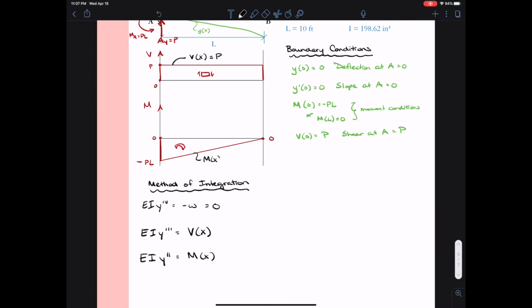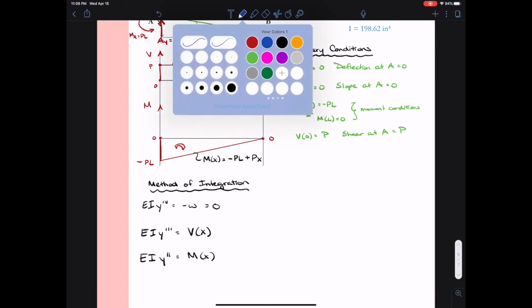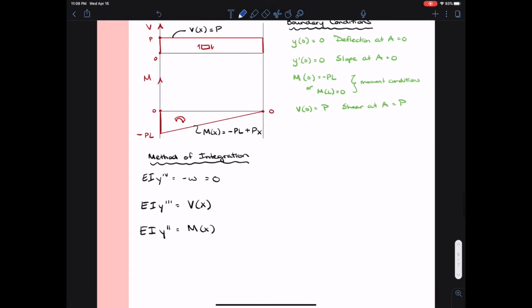Now, if we want to come up with the equation for the moment, we can, right? It's just a linear line. Equation of a linear line equals mx plus b. Our y-intercept is negative PL, and the slope of the moment is the shear, so the slope is P times x. So this gives us negative PL plus Px. We can even try it out. If we plug in x equals 0, we get negative PL. When we plug in x equals L, we get 0. So we see that that's the equation for the moment.